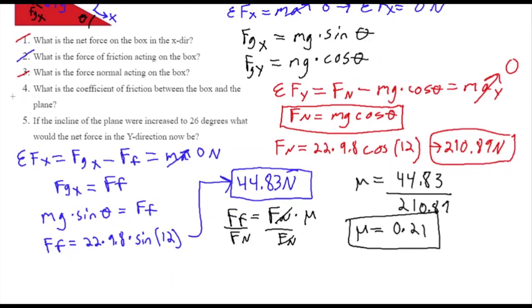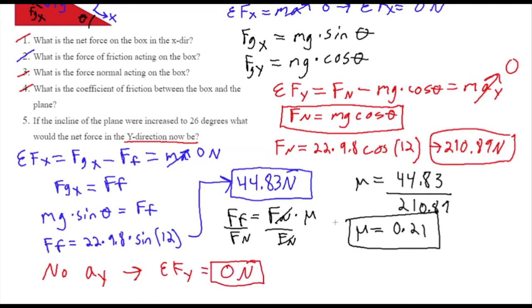Alrighty, now let's take a look at our last problem here where it says if the incline of the plane were increased to 26 degrees, what would the net force in the y direction be? This is a trick question because I'm giving you information, making you think that it's going to change. But we know that objects on inclines do not accelerate in the y direction. Since there's still no acceleration in the y direction, the net force is still just going to be 0 newtons in the y direction. What would change, though, is net force in the x direction.